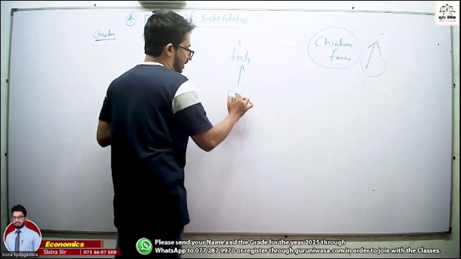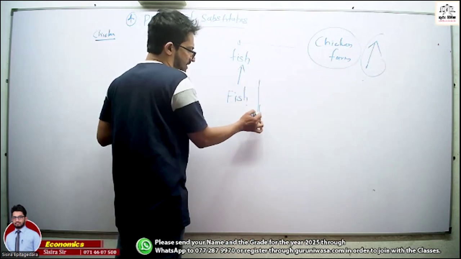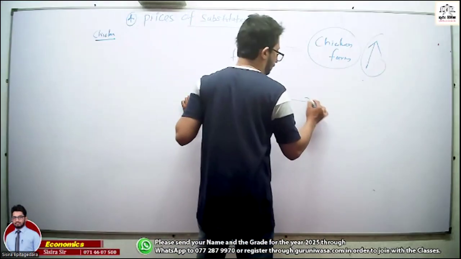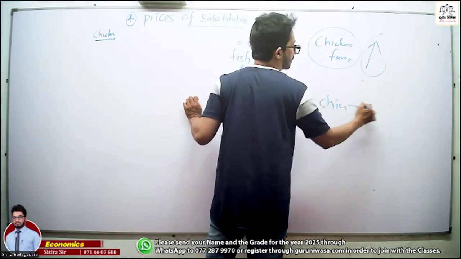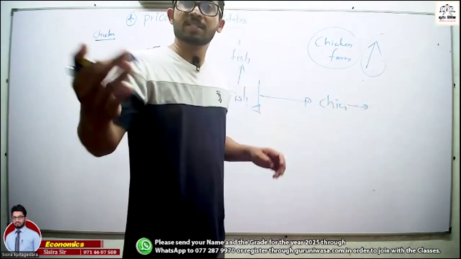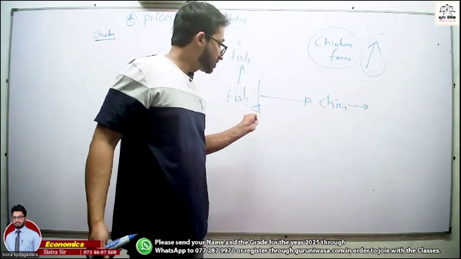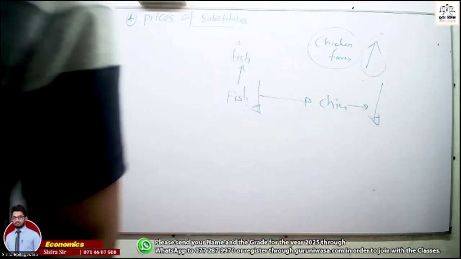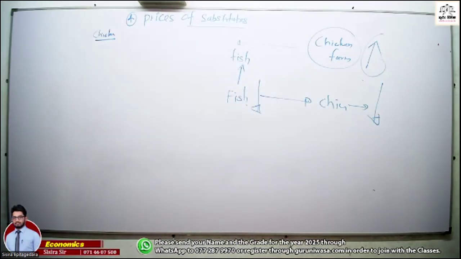Imagine fish prices are very cheap. What happens to demand of chicken? People will move to buy fish, so demand for chicken will decrease. Did you get the point? Yes, sir. Then write down.